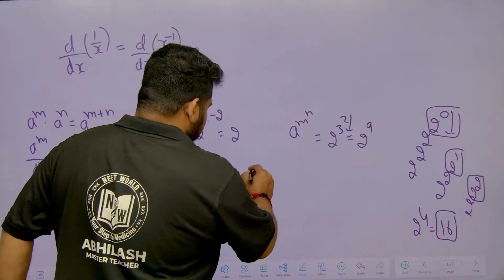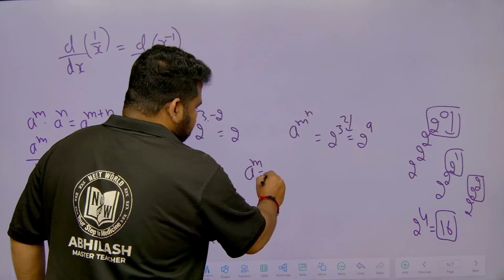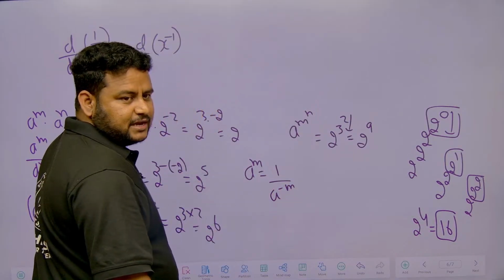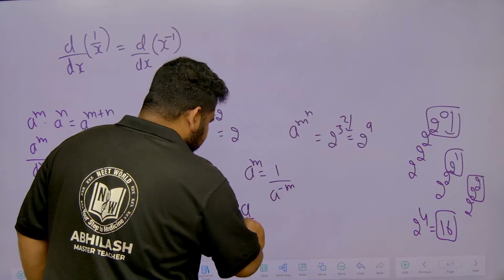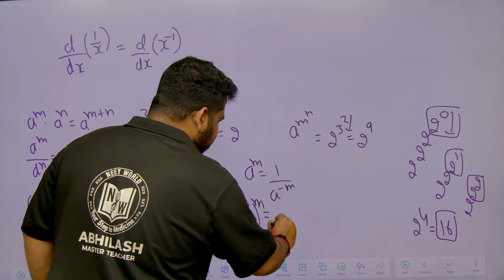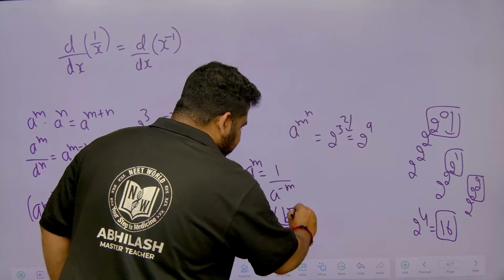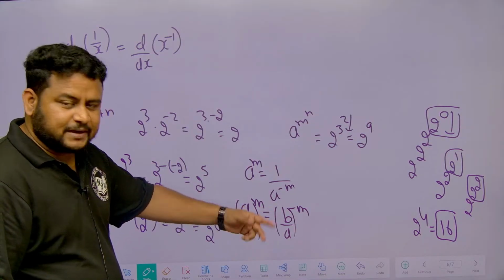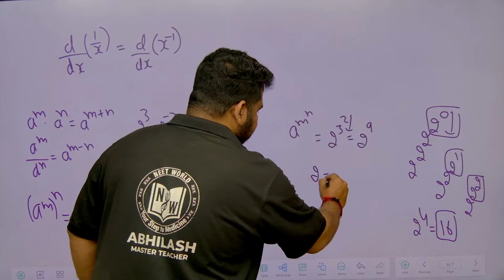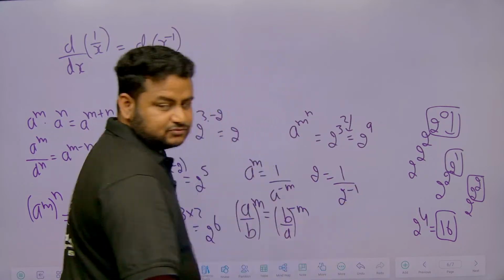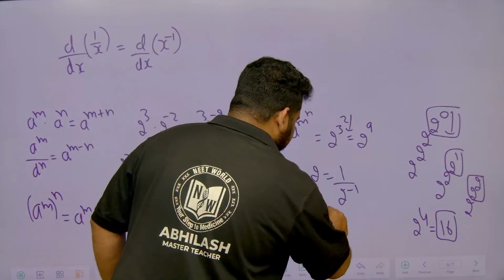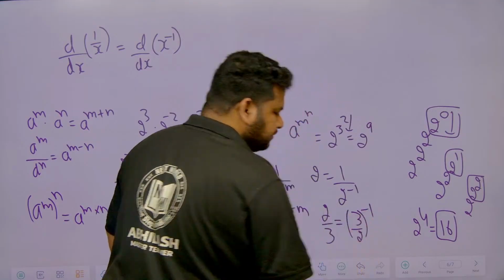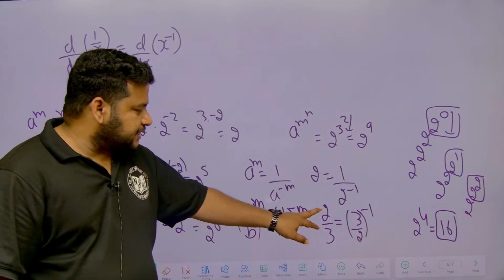Similarly, looking at another law of exponents: a power m, if you write its reciprocal, it becomes 1 by a power minus m. Or if you write (a by b) to the power of m, it will become (b by a) to the power of minus m. That means if I write the reciprocal of 2, it is 1 by 2 to the power of minus 1. Or 2 by 3, I can write it as 3 by 2 to the power of minus 1.